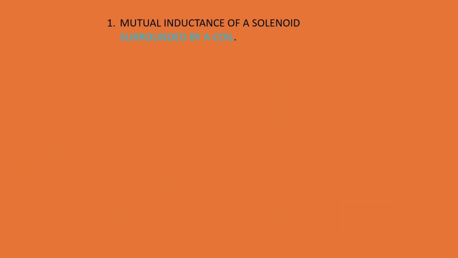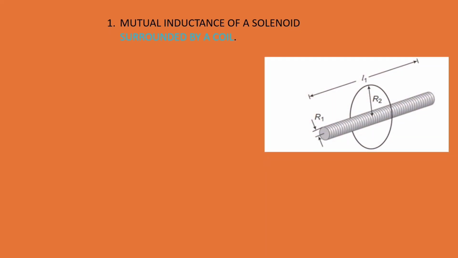Mutual inductance of a solenoid surrounded by a coil. Let us draw the picture first. Now in this figure there are two coils. This coil has radius R1 and its length is L1, and it has N1 number of turns, and this coil of radius R2 has N2 number of turns, and it is surrounding this coil R1.